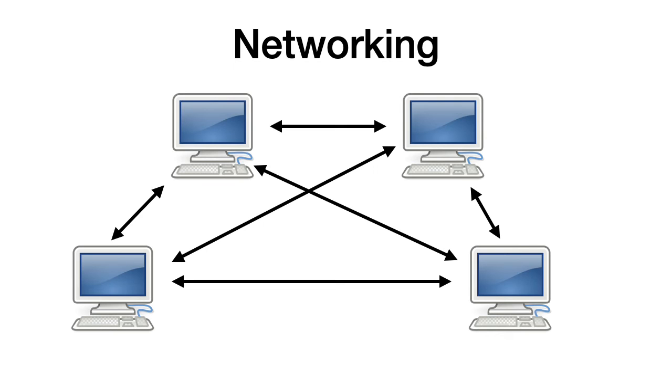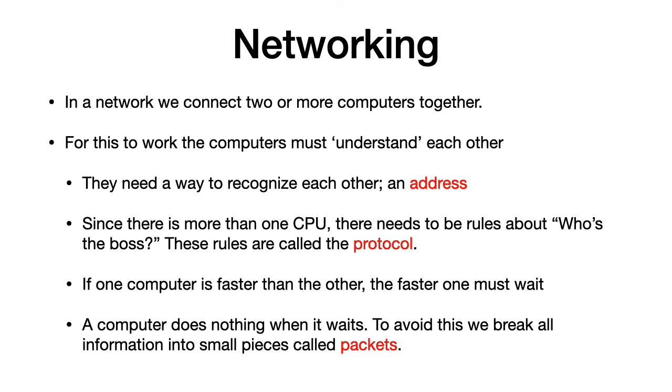Next, we're going to look at networking. A network is what we get when we connect many computers together. In a network, we connect 2 or more computers together. For this to work, the computers will need to understand each other. This means the following things. First, they'll need a way to recognize each other, called an address.